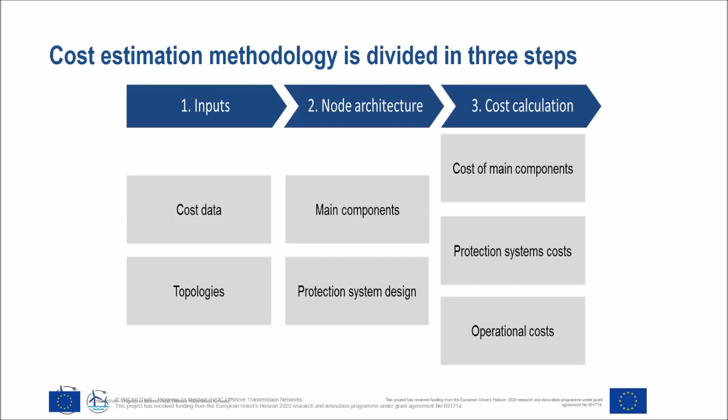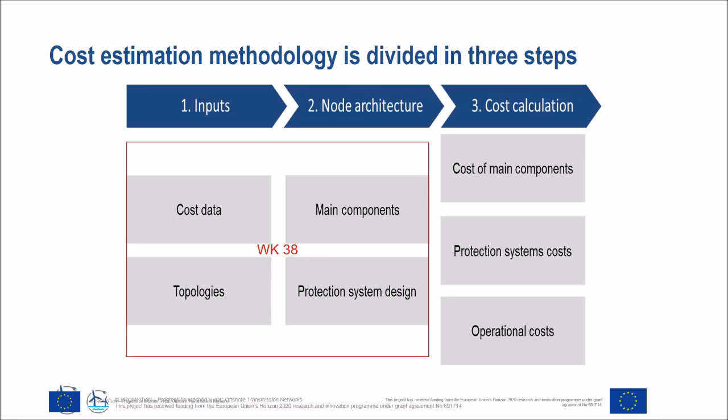In the second step of the methodology, the topologies are broken down into their main components and a study is performed on the appropriate protection system designed for the topologies. Combining the first and second step of the methodology yields us the cost estimation of the main components, the costs of the protection system, and the operational costs for each of the topologies. Today we will quickly go over this latter step. The first 2 steps will be discussed in more detail next week, week 38.